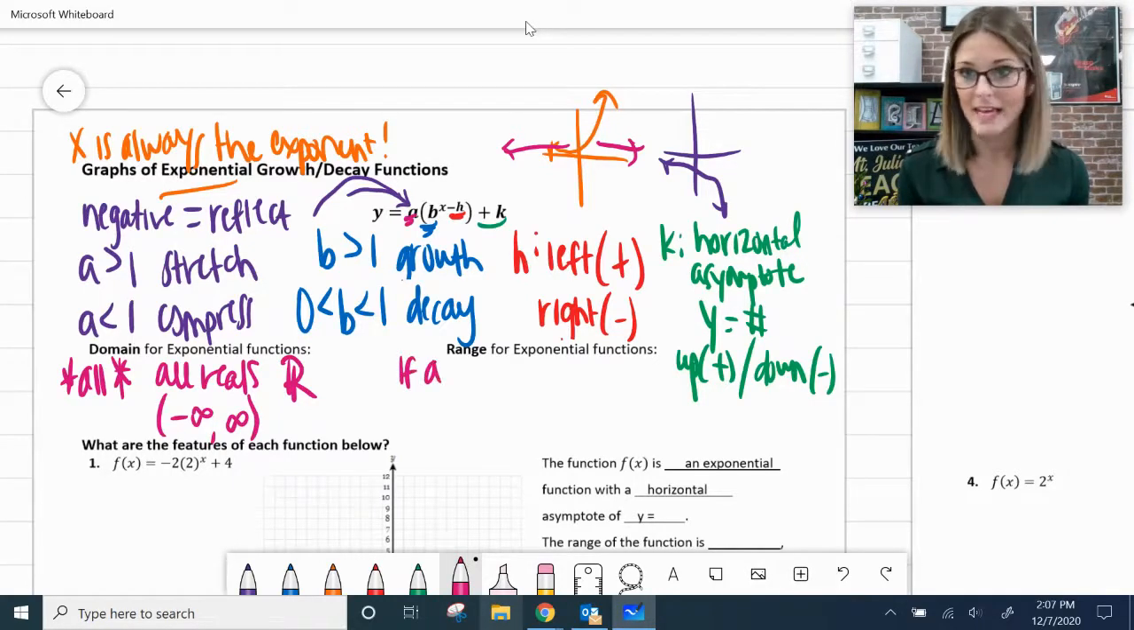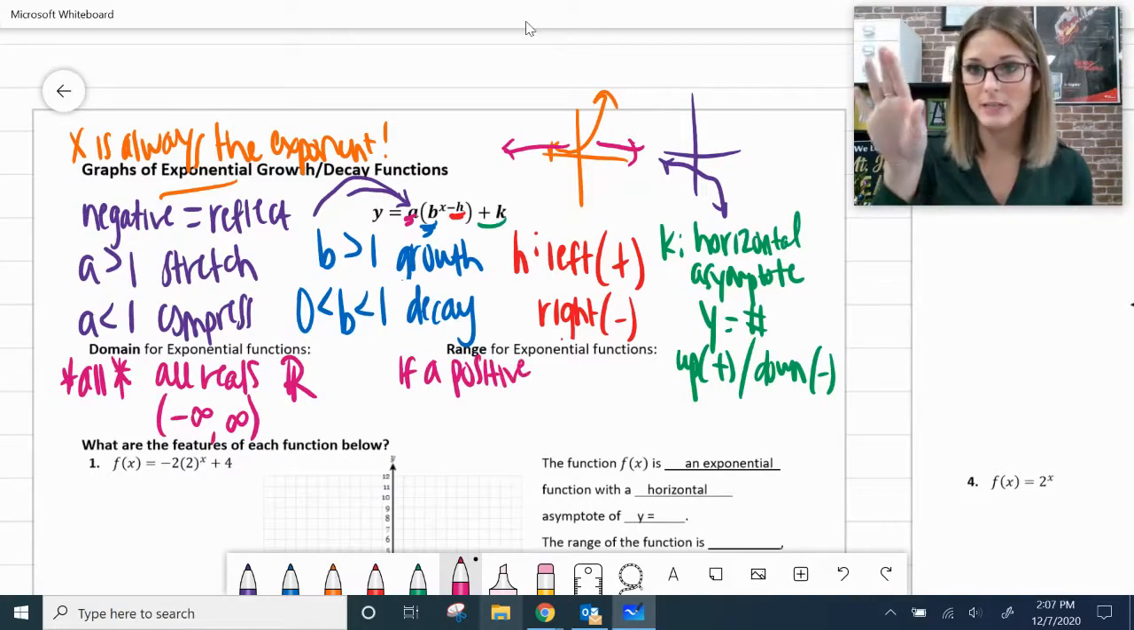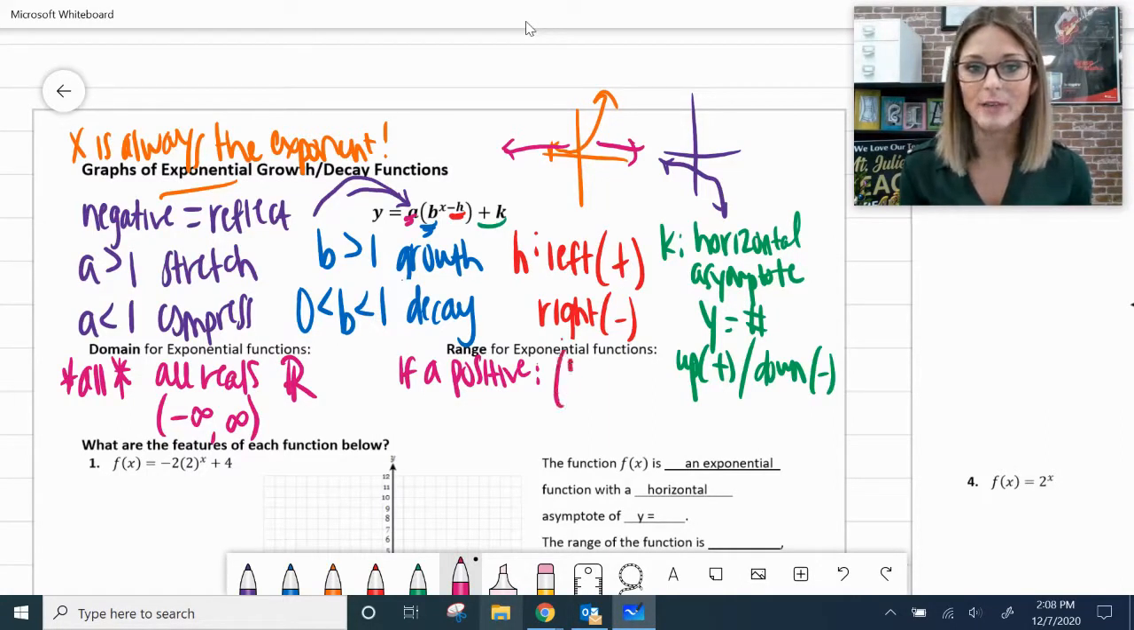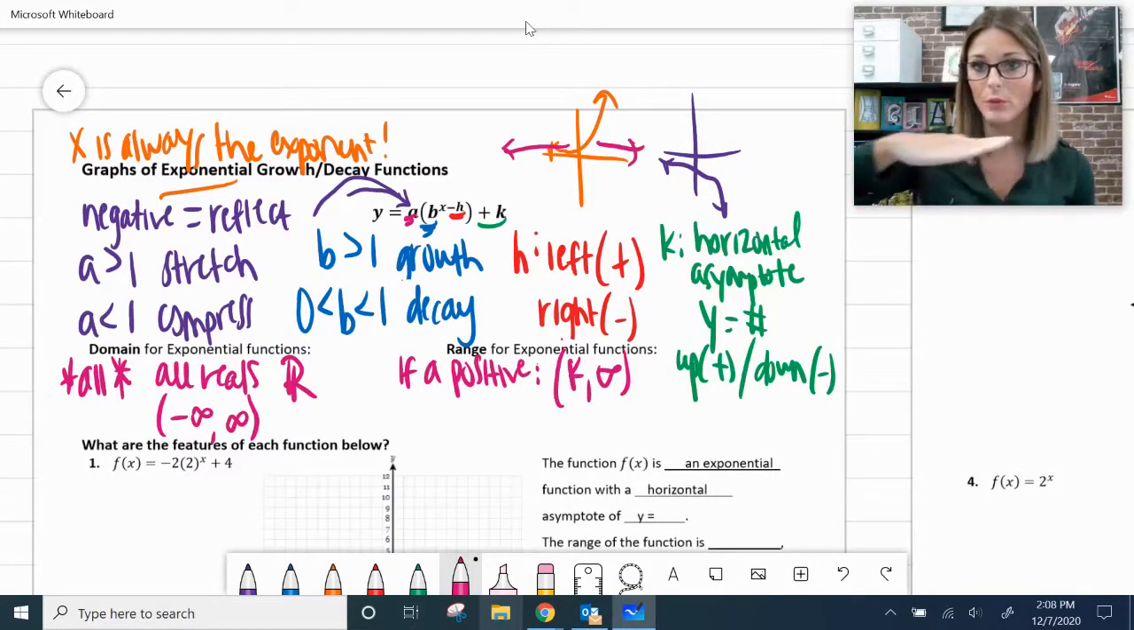If a, and I'm talking about this little baby a in front, is positive, if you have a positive exponential function, which looks like the rocket ship in orange, we're actually going to use our k value, the asymptote. It's going to go from k to infinity because it's going to be a rocket ship. It's going to go from your horizontal asymptote to infinity, okay?